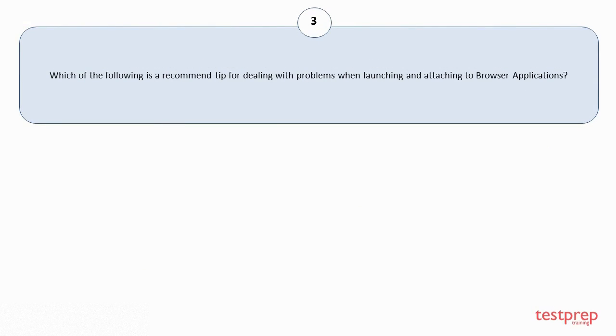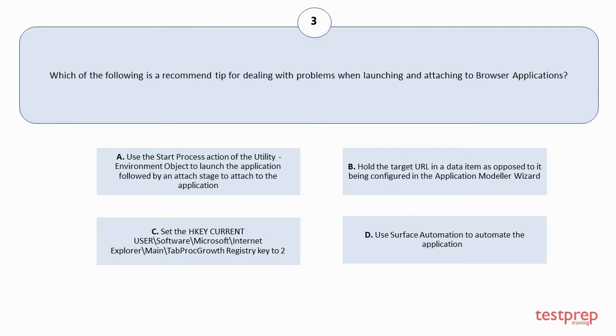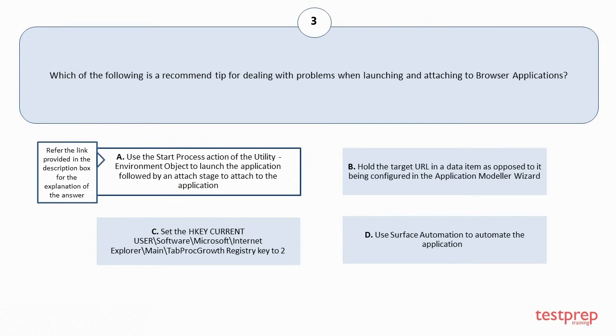Which of the following is a recommended tip for dealing with problems when launching and attaching to browser applications? Your options are: A. Use the start process action of the utility environment object to launch the application, followed by an attach stage to attach to the application. B. Hold the target URL in a data item as opposed to it being configured in the application modeler wizard. C. Set the following. D. Use surface automation to automate the application. The correct answer is option A.